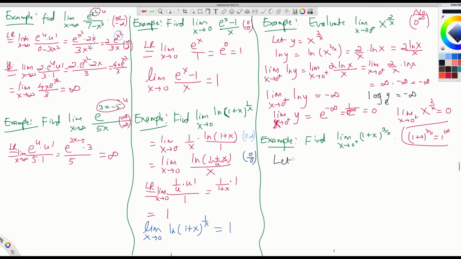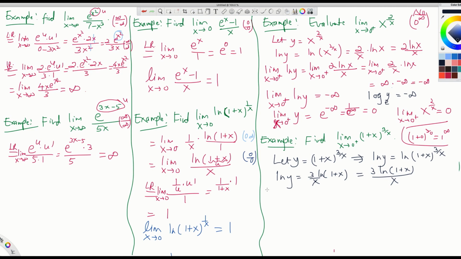Let y equal (1 plus x) to the 3 over x. Now take the natural log. If you take the natural log, you get natural log of y equals natural log of (1 plus x) to the 3 over x. For the natural log, the exponent goes to the front. So I write natural log of y equals 3 over x times natural log of 1 plus x, which is 3 natural log of 1 plus x over x. You can do it that way.